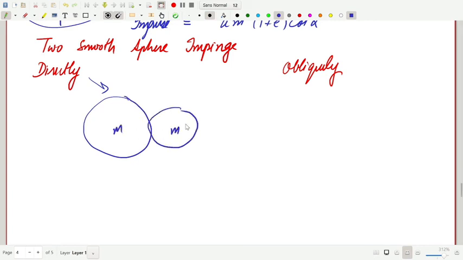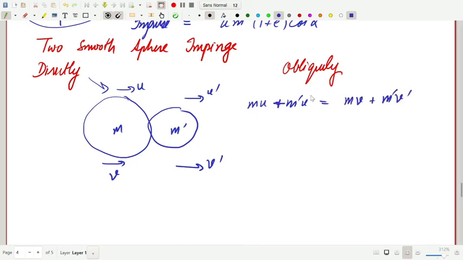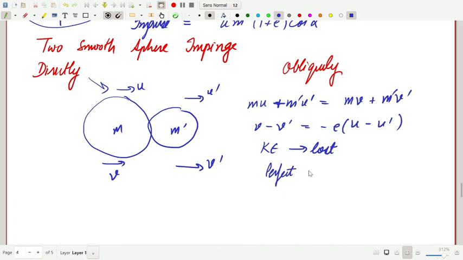Mass m, m dash, moving with velocity u, u dash, after impact v, v dash. The linear momentum is conserved, so m u plus m dash u dash is equal to m v plus m dash v dash. And now by Newton's experimental law, v minus v dash is equal to minus e times (u minus u dash). In this case also kinetic energy is always lost, except when perfectly elastic. In that case e is 1 and loss of kinetic energy is 0.